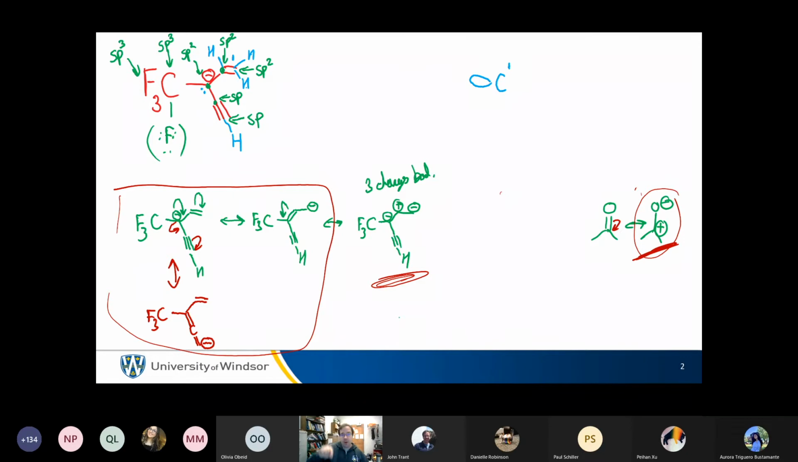And if you're doing one arrow at a time, you have to draw that to make sense of things. It's never wrong to draw it. It's just not necessary to draw it.